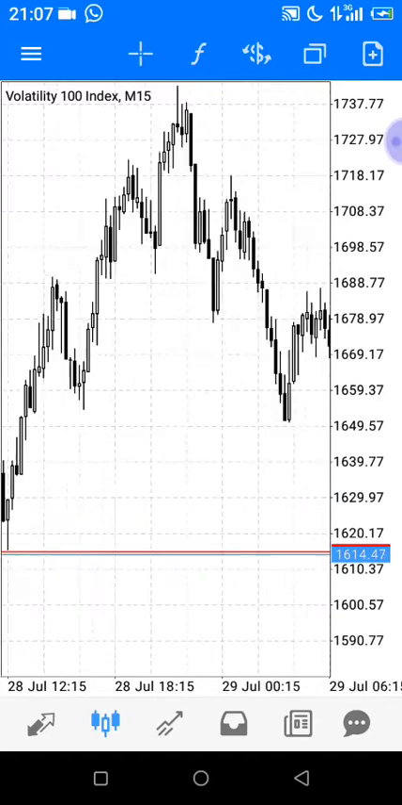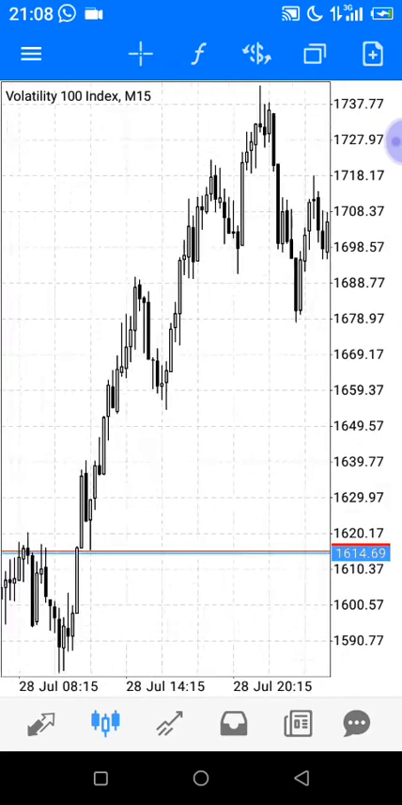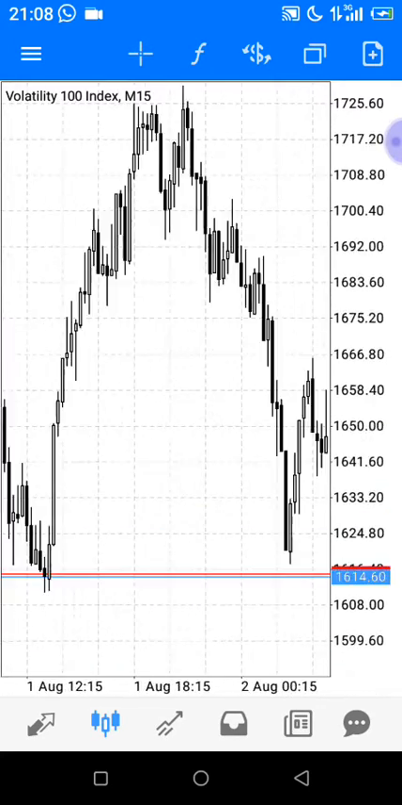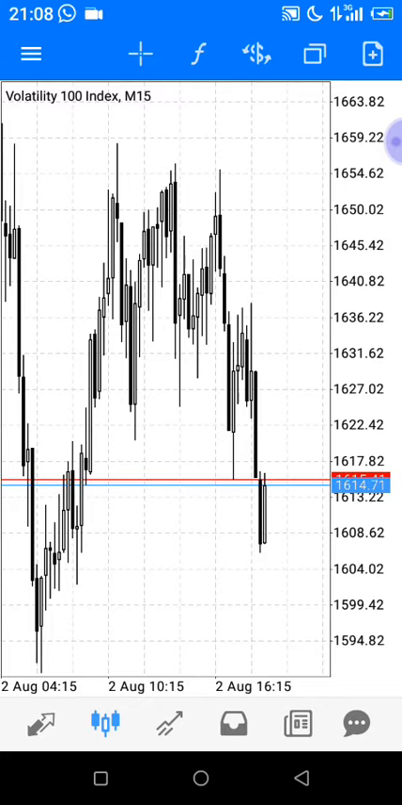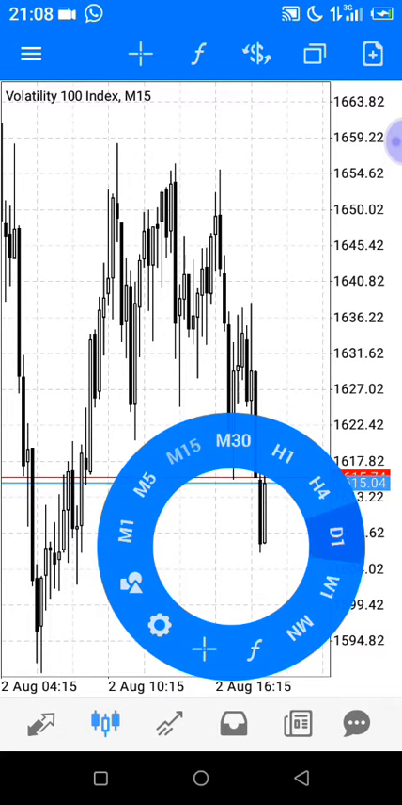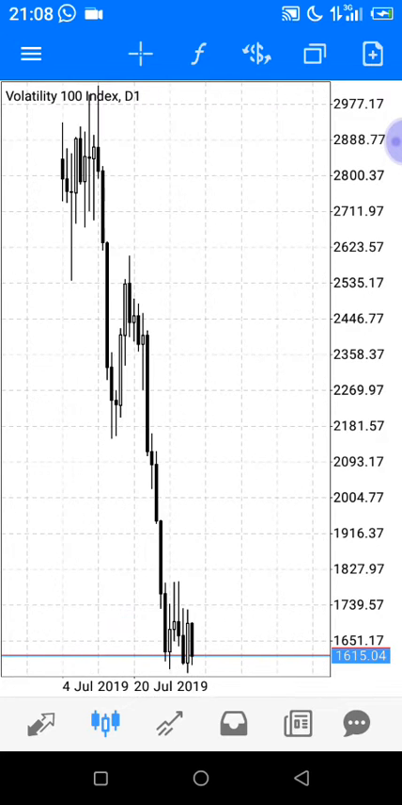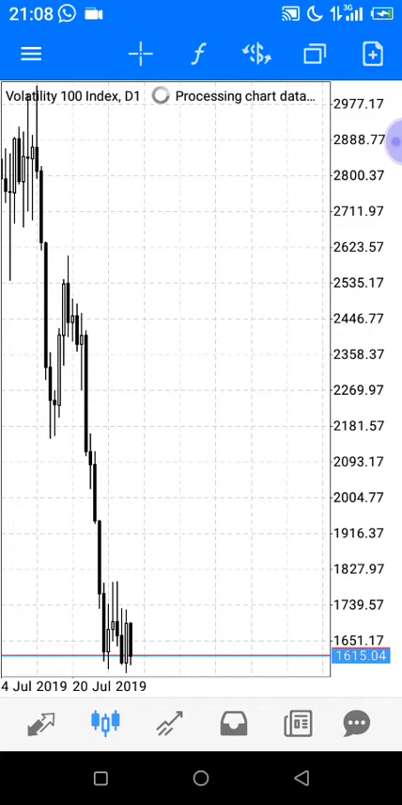I'm going to use MetaTrader 5 for the volatilities, but this strategy also works on MetaTrader 4 when you're trading your forex pairs. So remember, this is a swing strategy. Don't try and use it on smaller time frames. So the first thing we have to do is change our time frame to the daily time frame. This is a swing strategy, so we have to change it to the daily time frame.